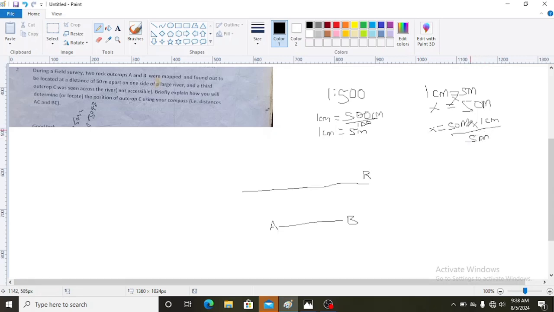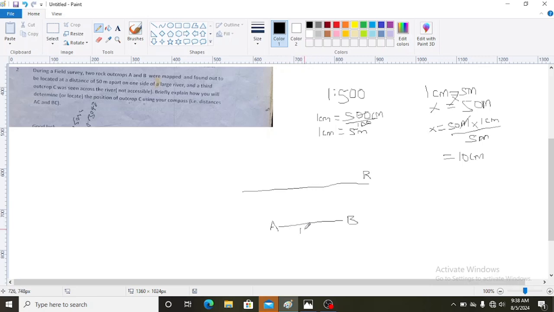This meter will cancel this meter. 50 times 1 is 50. 50 divided by 5 is 10. That's 10 centimeter. The distance from A to B is 10 centimeter, so you are going to measure 10 centimeter from A to B.